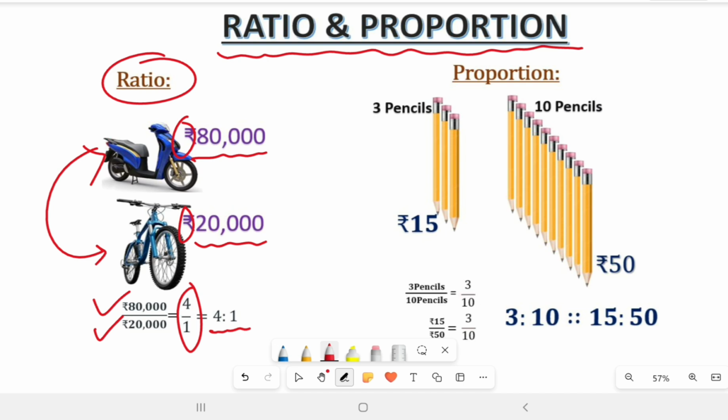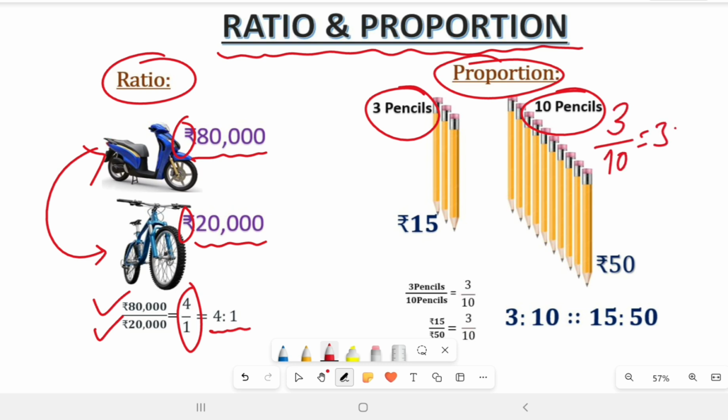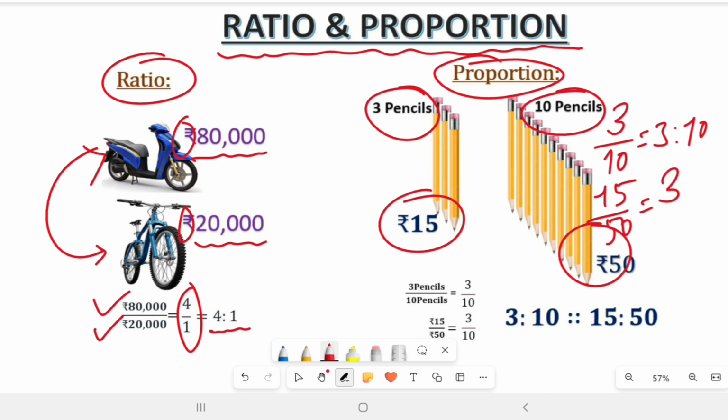Okay, so let us move to the proportion side. Proportion is when two ratios are equal, then those two ratios are said to be in proportion. Here, as you can see, 3 pencils to 10 pencils is 3 divided by 10, that is 3 by 10. Again, if we compare the price 15 divided by 50 and simplify, this also becomes 3 divided by 10. So these two ratios are called proportions. Ratios are written by separating with a colon, and equality of proportions is written using a double colon, and here 15 divided by 50.